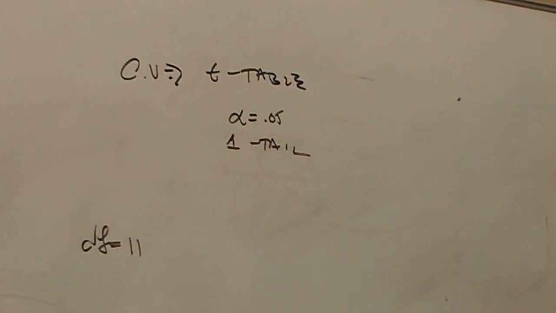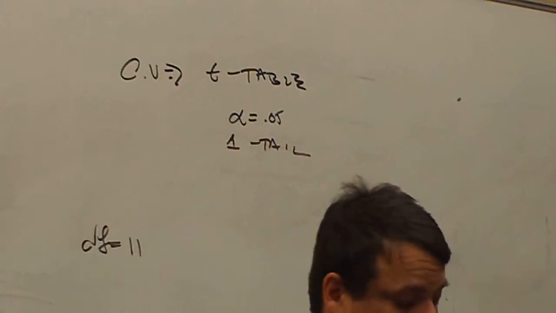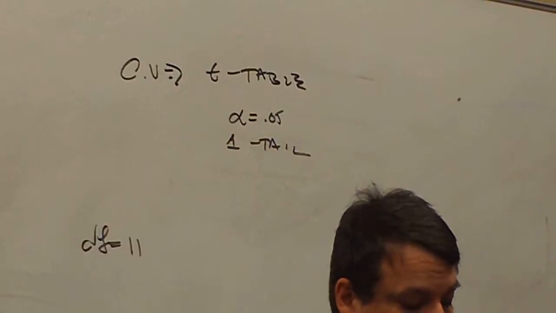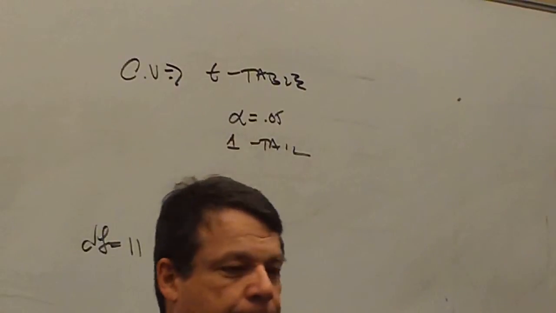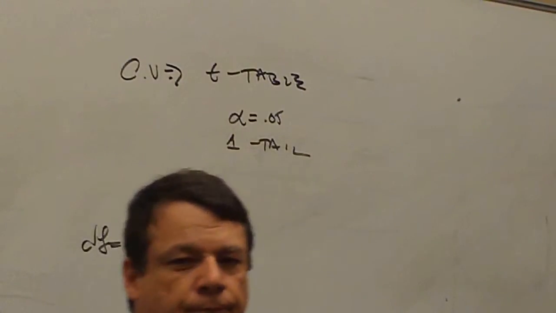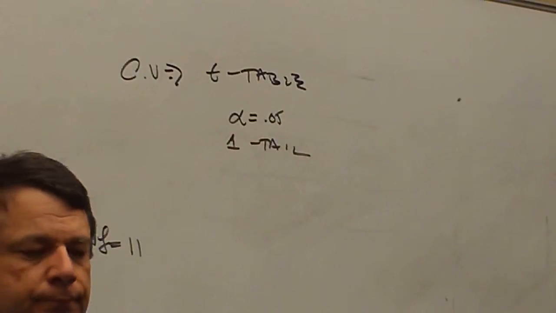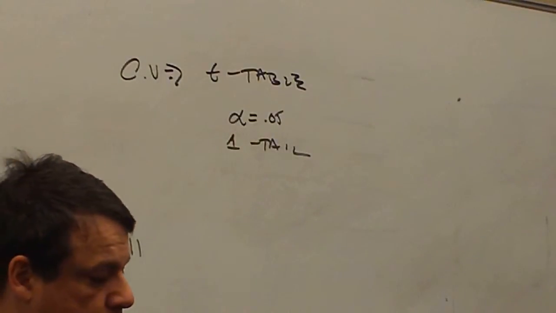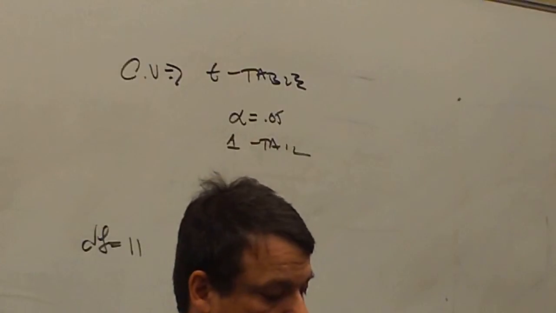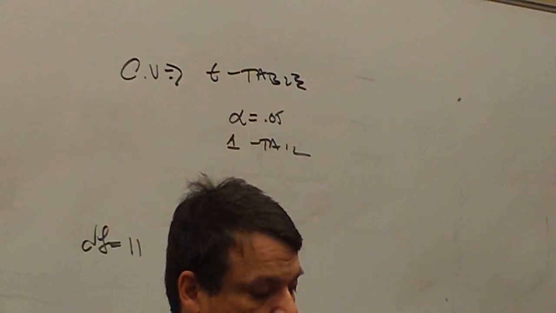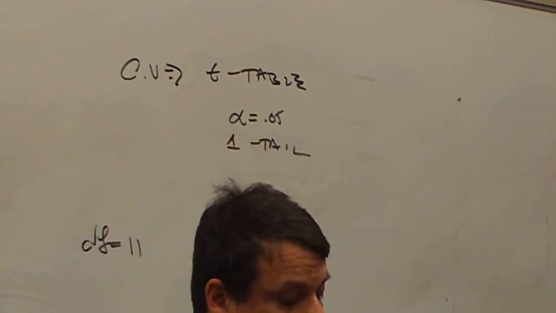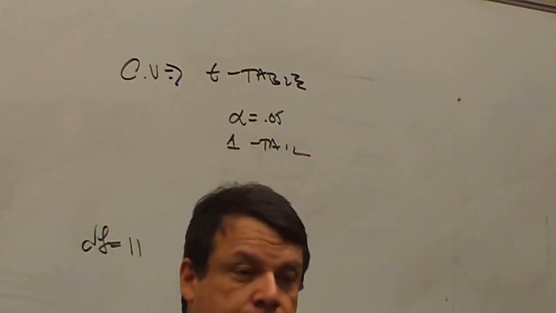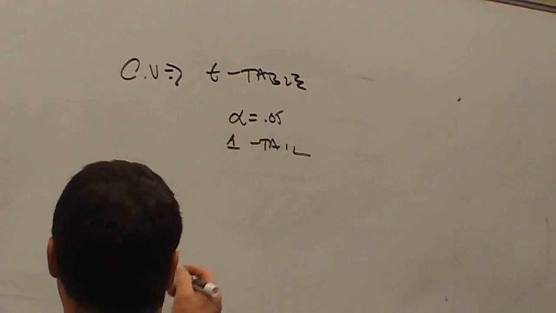Okay, when you do that, what do you get for the t-table value? 1.796. Is that what everyone got? 1.796.